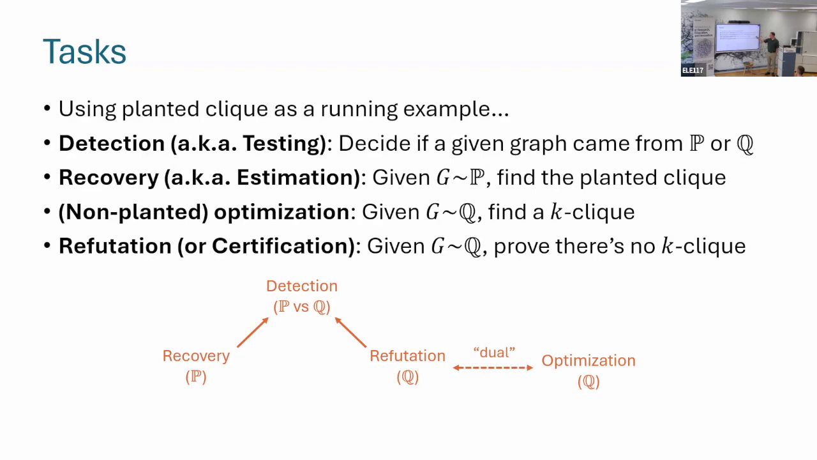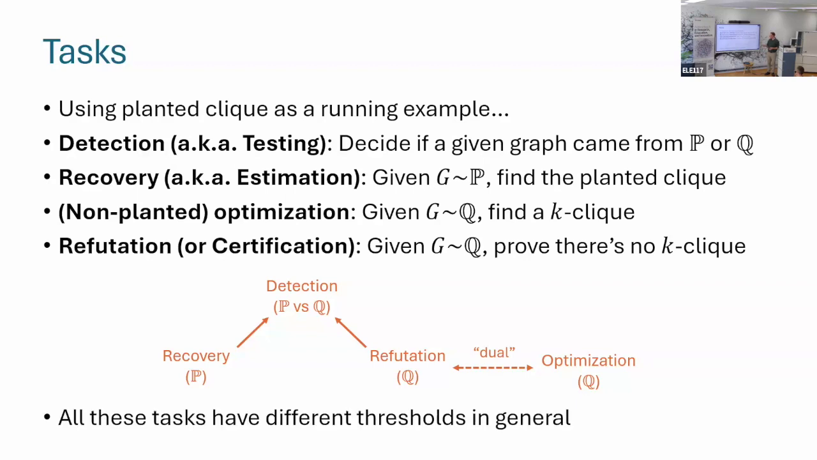And we might wonder, how are these things all related? Here's a picture of the typical formal relations between all these things. A lot of them are not really formally related, but it does tend to be the case that detection is easier than both recovery and refutation. So if you could recover the clique, you can also distinguish whether it's there or not, for instance. But the main point I want to make here is that all of these tasks can have different thresholds in general. So it's not like all these things are the same. These really are fundamentally different questions.